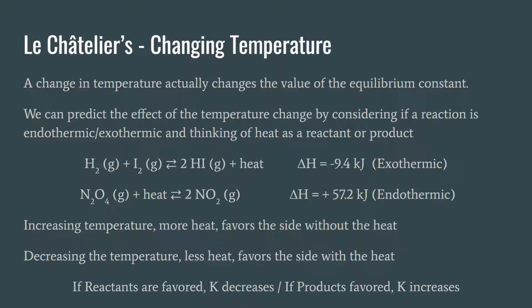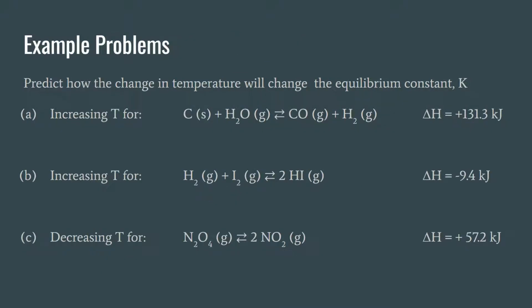Now, typically what this means when I'm saying favoring, if reactants are favored, that means the reaction doesn't want to go forward very much, and so K is going to get smaller. If the products are favored, then that means that the reaction is proceeding, and that means K is going to increase. So these questions typically look something like this.